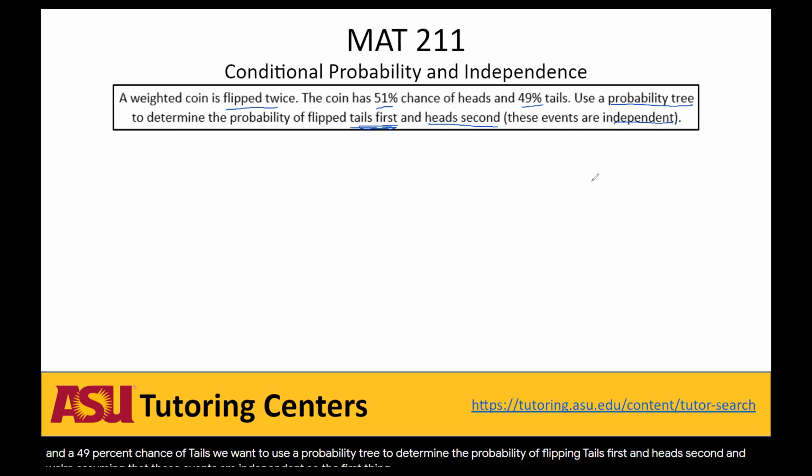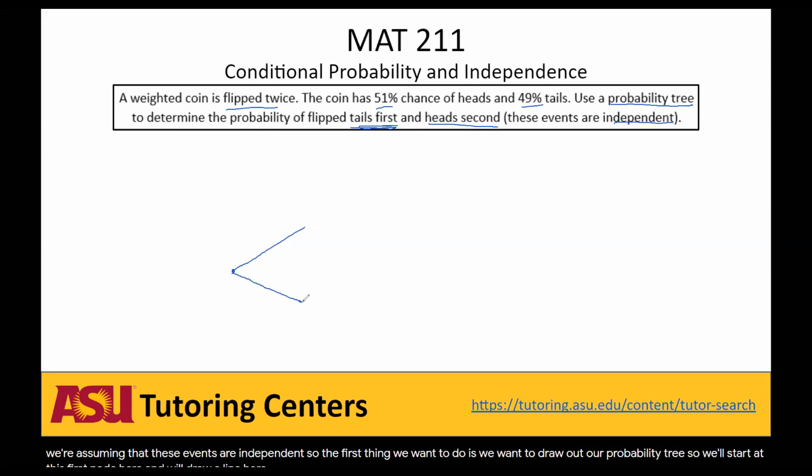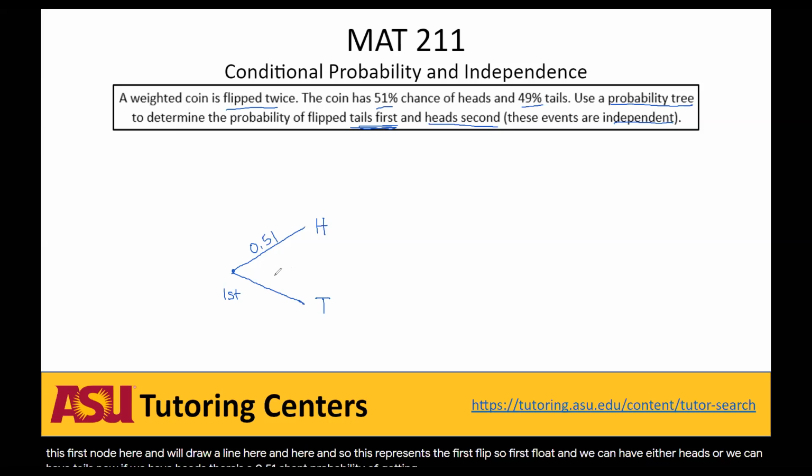So the first thing we want to do is draw out our probability tree. We'll start at this first node here and we'll draw a line here and here. This represents the first flip. So first flip, and we can have either heads or tails. Now, if we have heads, there's a 0.51 probability of getting heads. And if we get tails, that comes with a 0.49 probability.